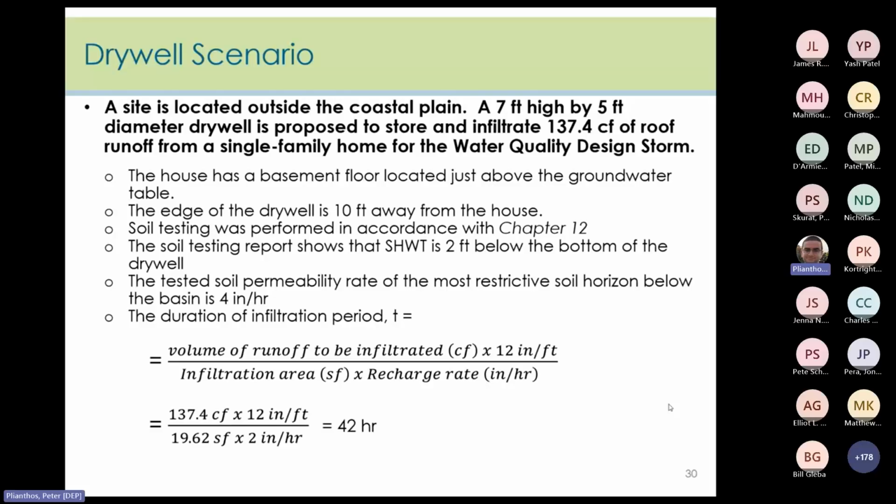Soil testing was performed in accordance with Chapter 12. The soil testing report shows that the seasonal high water table is 2 feet below the bottom of the dry well. The tested soil permeability rate of the most restrictive soil horizon below the basin is 4 inches per hour. And the dry well is circular, so we calculate its area to be 19.6 square feet and input it into the equation to calculate the duration of infiltration to be 42 hours, which we see at the bottom of the slide there.